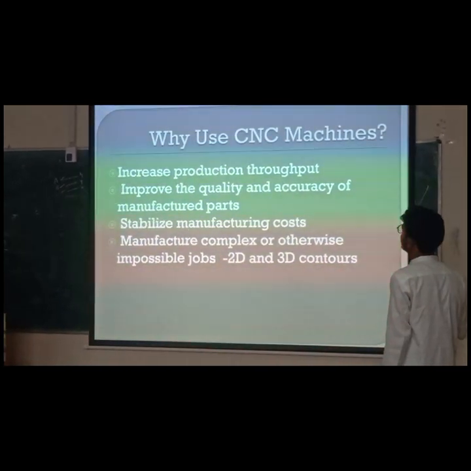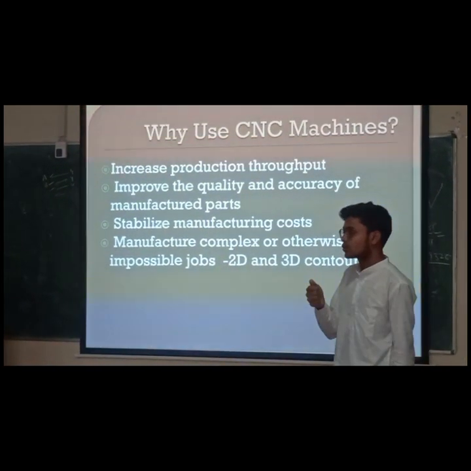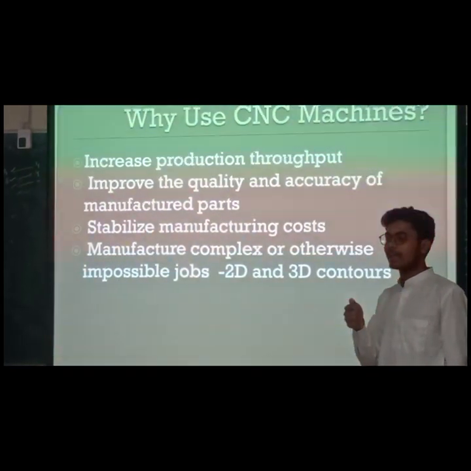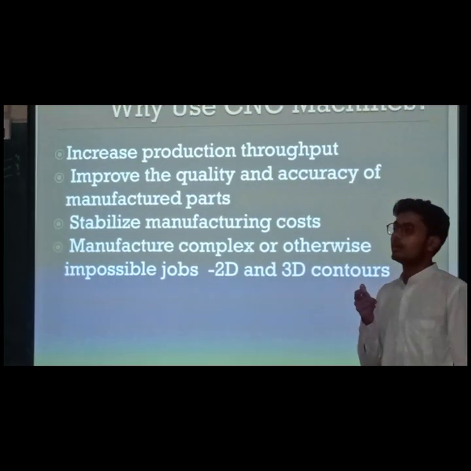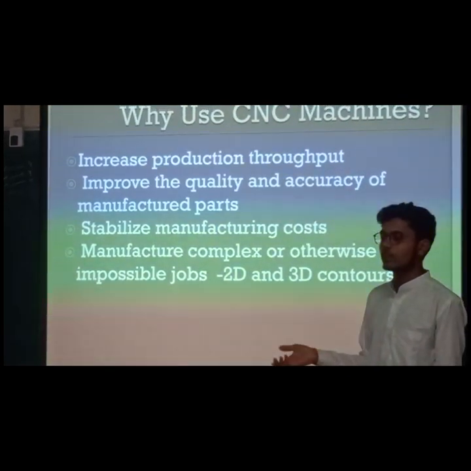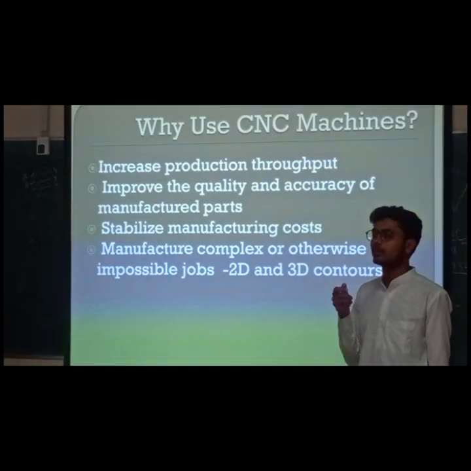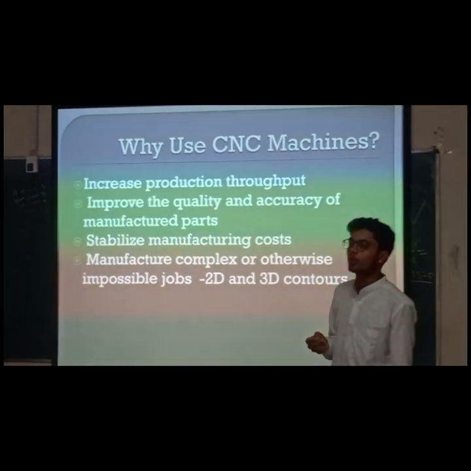Why use a CNC machine? A CNC machine can make complex parts through its turning and facing processes. We can use workpieces of wood, aluminum, steel or plastic.